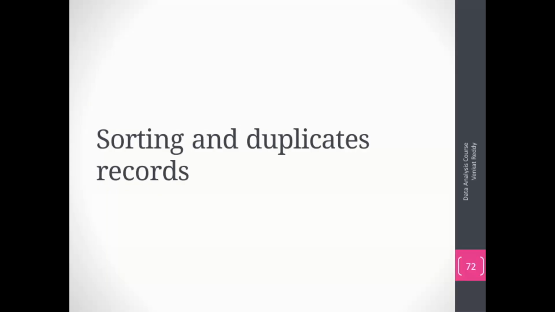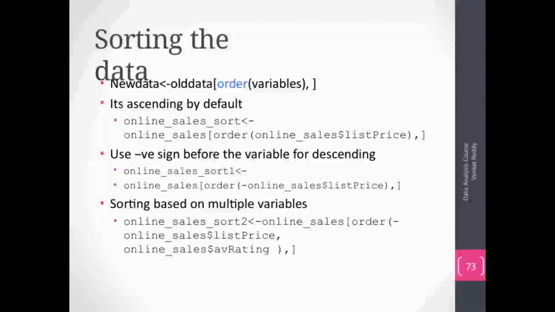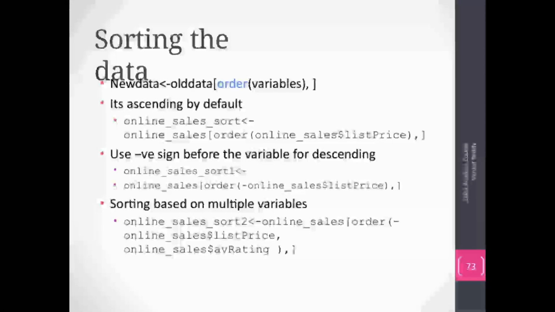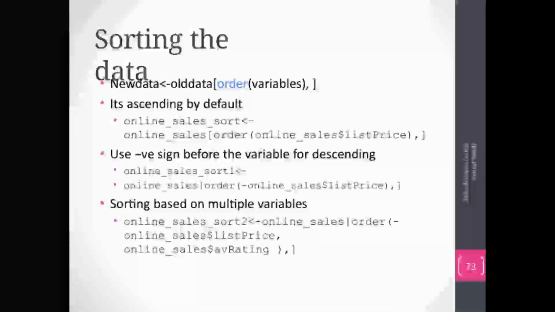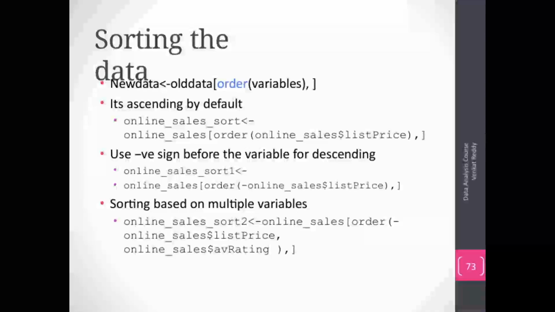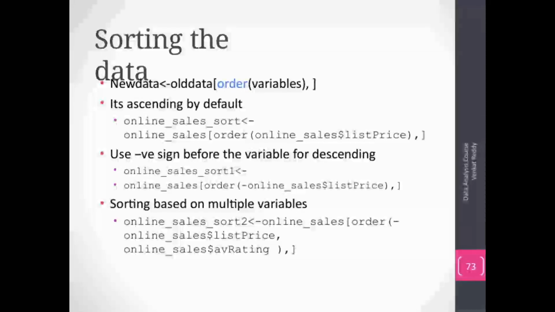Now, when working with online sales data, you might want to sort based on the list price. For example, online_sales_sort <- online_sales[order(online_sales$list_price)] will sort your sales data from the lowest to the highest price. But what if you want to sort in descending order? That's simple. Just add a minus sign before the variable, like -online_sales$list_price. So, writing online_sales_sort1 <- online_sales[order(-online_sales$list_price)] will give you the data from the highest to the lowest price.